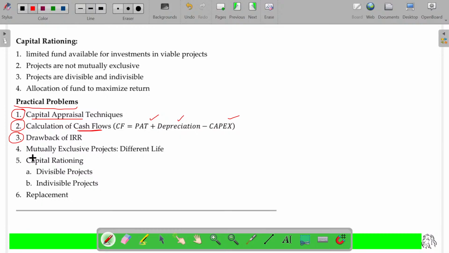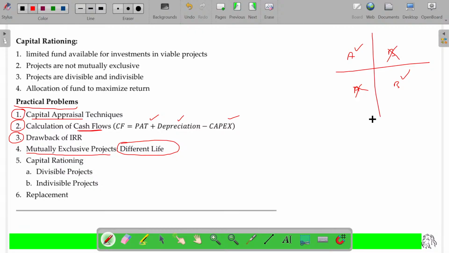Fourth, this capital appraisal technique can be used for various purposes, one of them being mutually exclusive projects. Mutually exclusive projects with a different life and the same life, we have to find out. Mutually exclusive project means we have two projects. If you choose A, you cannot choose B, or if you choose B, you cannot choose A. One of these two can be chosen. You cannot say I need to choose both.